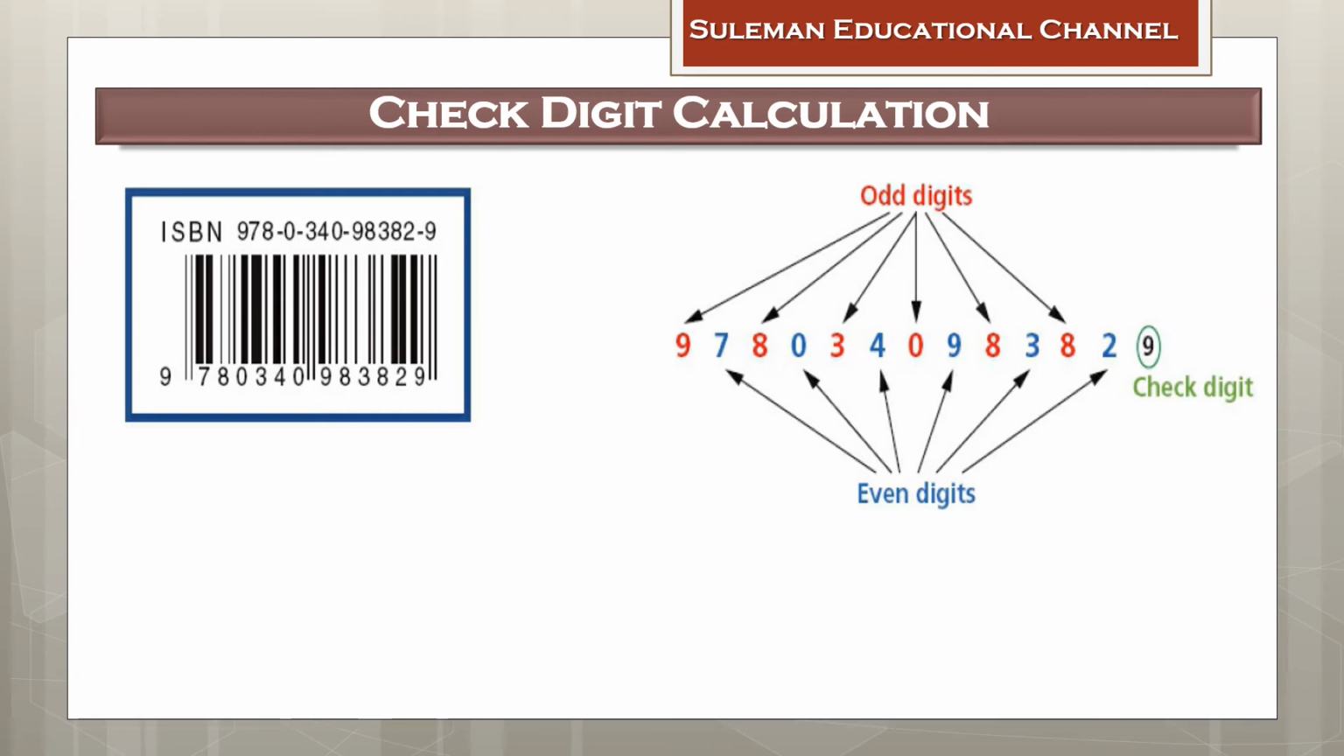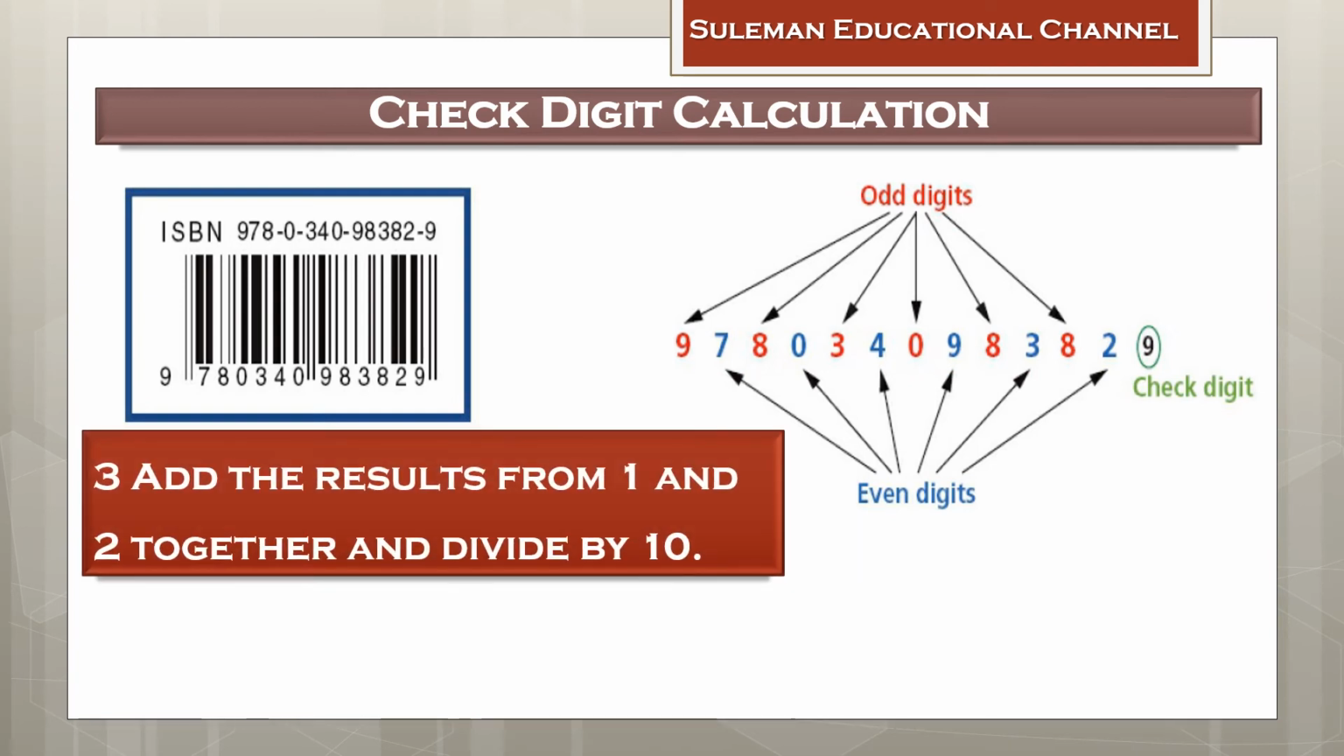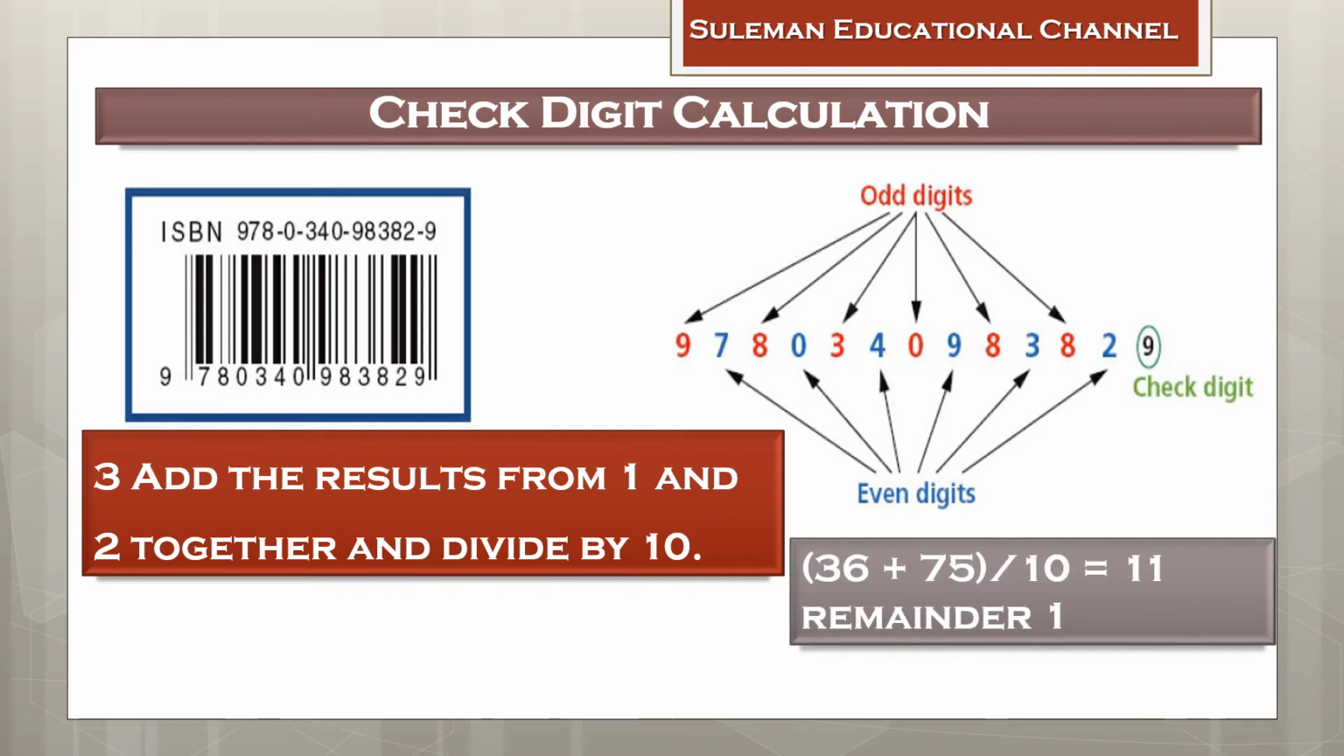The third step is to add the results from steps 1 and 2 together and divide by 10. From step 1, 36 is the answer. From step 2, 75 is the answer. So 75 plus 36 divided by 10 is equal to 11, and the remainder is 1.